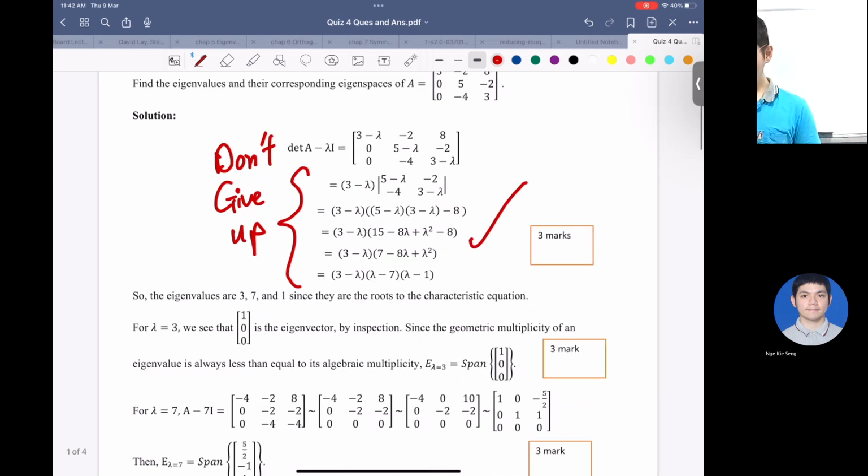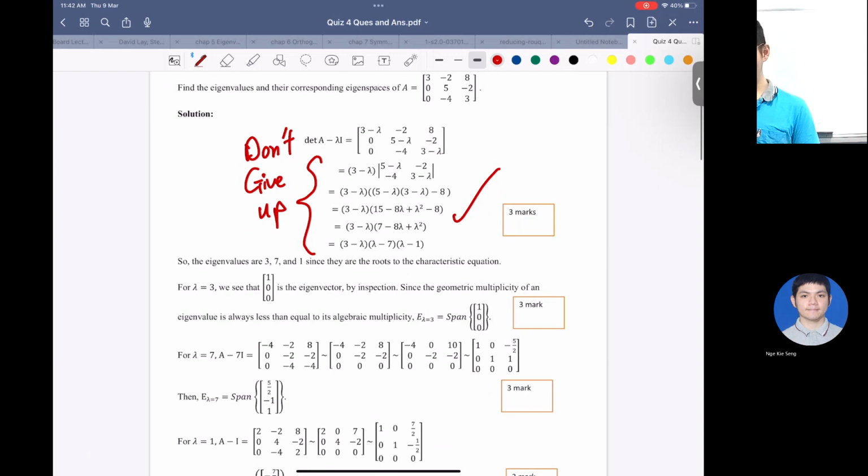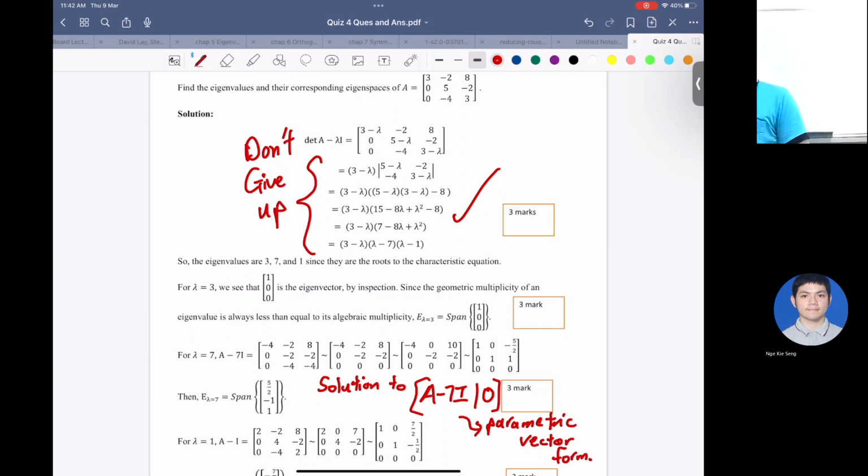And then eigenvalue, eigenvectors. If you know what is going on, you know what is going on. But if you don't know, actually we are computing the solution to A minus 7I augmented by 0, and then you get the parametric vector form of the solution. I don't penalize you in this quiz, but maybe I will in the test. Here, an eigenspace is a subspace. It's not a vector.